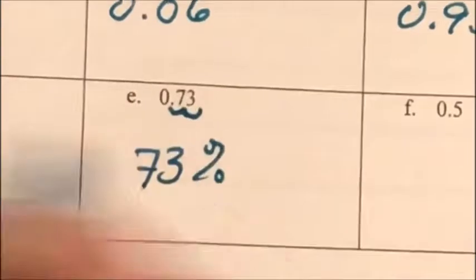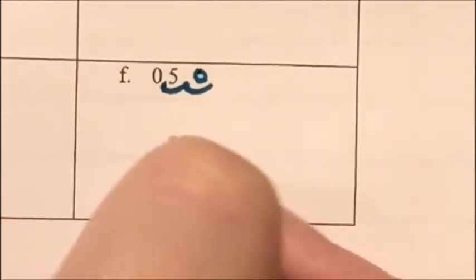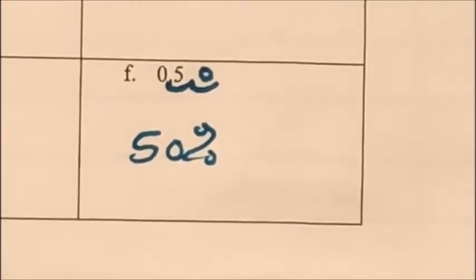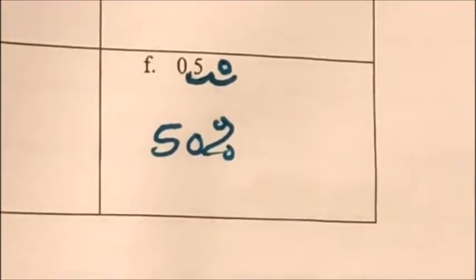For letter E, I have 0.73, 2 places to the right, 73%. Okay. Then for F, I have 0.5, moving the decimal 2 places to the right, 1, 2, and I have to add a 0, so 50%. And that is the end of lesson 3.